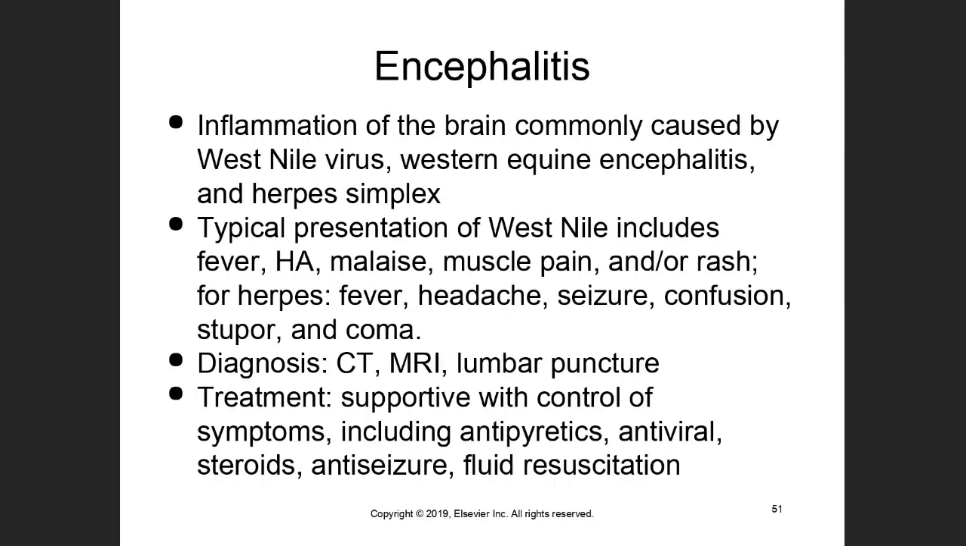Encephalitis, inflammation of the brain, is commonly caused by West Nile virus, Western encephalitis, and herpes simplex. The most common one is herpes simplex. Typical presentation of West Nile and yellow fever: headache, malaise, muscle pain, and rash. For herpes: fever, headache, seizure, confusion, stupor, and coma. Diagnosis: CT, MRI, or lumbar puncture. Treatment: support and control of symptoms, including antipyretic, antiviral, steroid, anti-seizure, and fluid resuscitation.